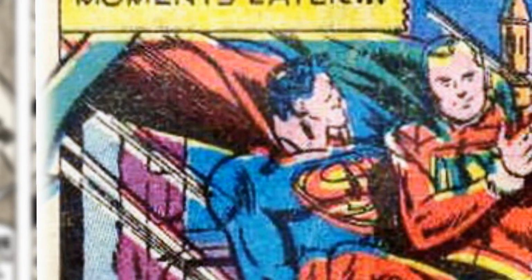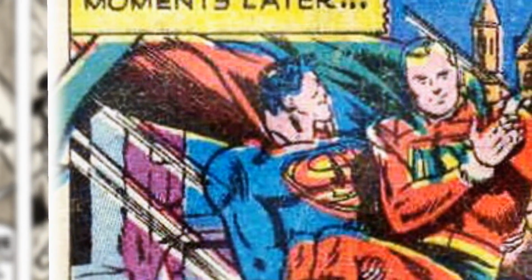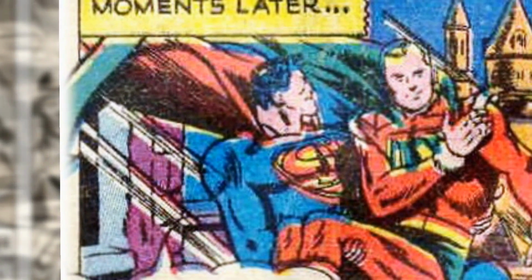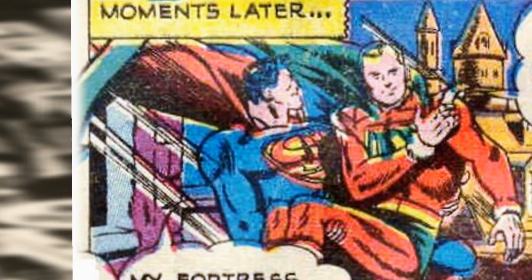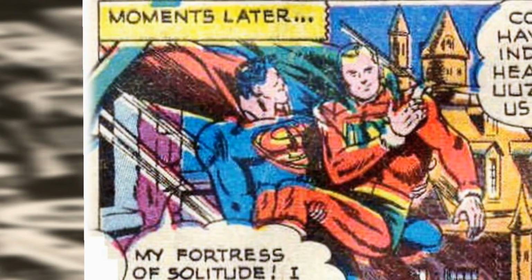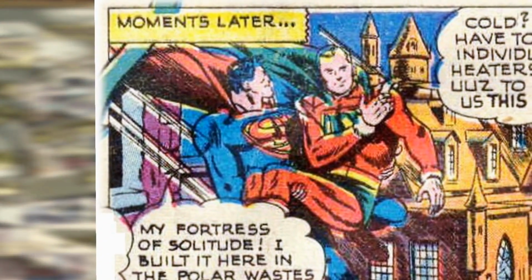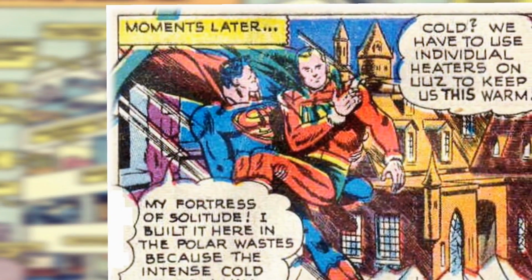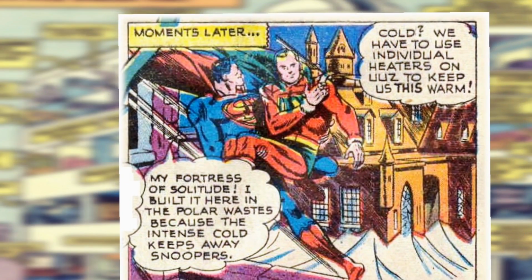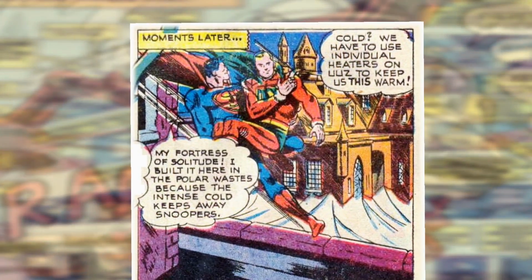Superman was also revealed to have his own Fortress of Solitude, which was first shown and named in Superman 58, 1949. Superman says that he built it in the polar wastes because the intense cold keeps away snoopers, and it wouldn't be until the Silver Age when this Fortress of Solitude was given a deeper backstory.